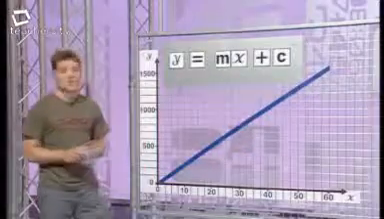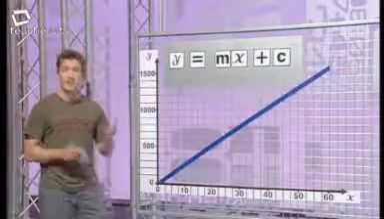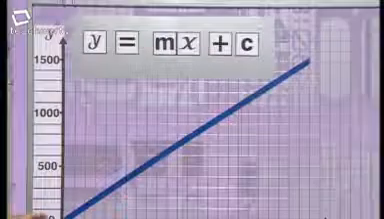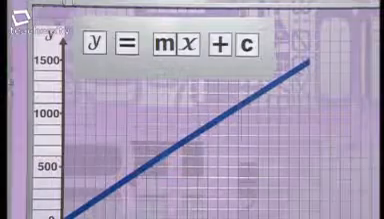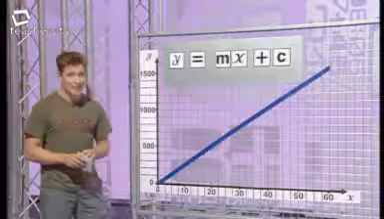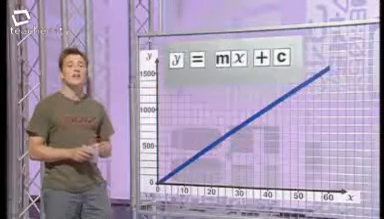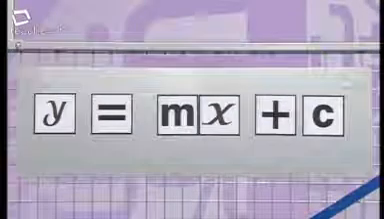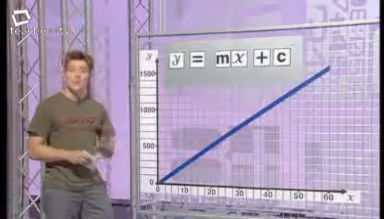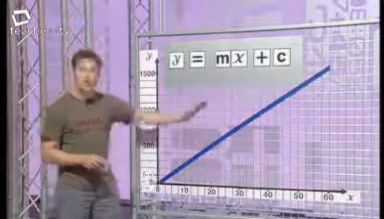This is the new graph that Katie's just drawn. It's a straight line like the first graph, but this new line has a steeper slope and starts at a different point on the vertical y-axis. This means it has a different equation. Remember, for any straight line graph, the general equation is y equals mx plus c. Again, y and x are the coordinates. They vary. And m is the gradient.